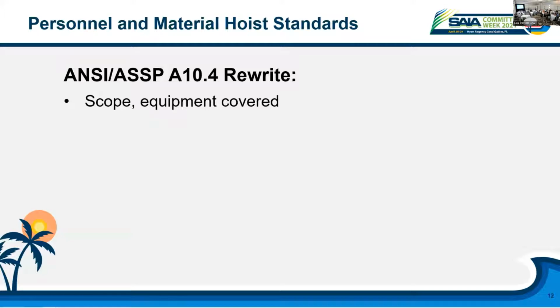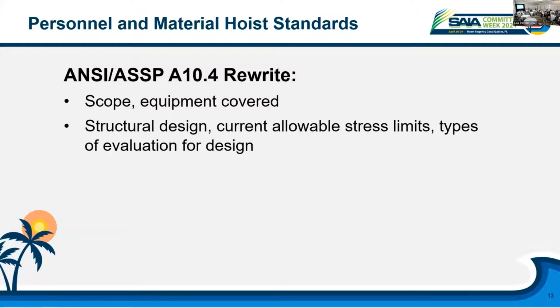Part of the rewrite is that we've got the scope and equipment covered. We have the structural design, current allowable stress limits, and types of elevation for design. These are all things that we're talking about. Definitions: do we need to change our definitions? A10 went through a whole process where they harmonized all their definitions, similar to what the A92 did. So some definitions work, some don't, and we have to reconstruct some of them.